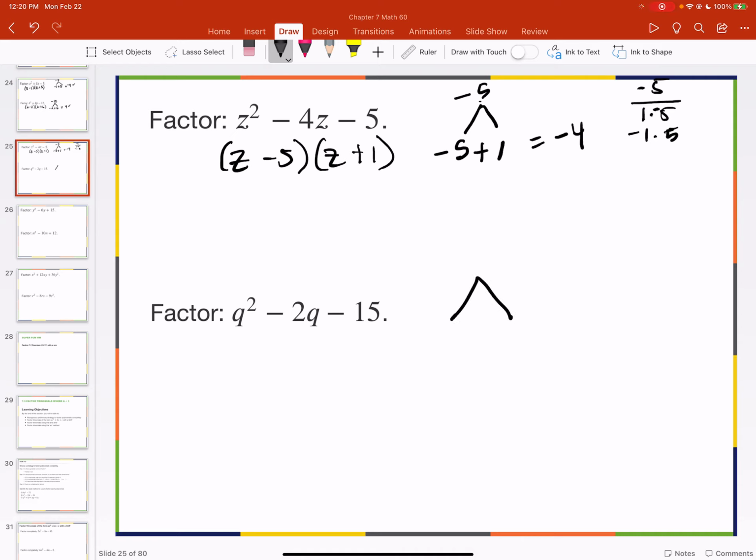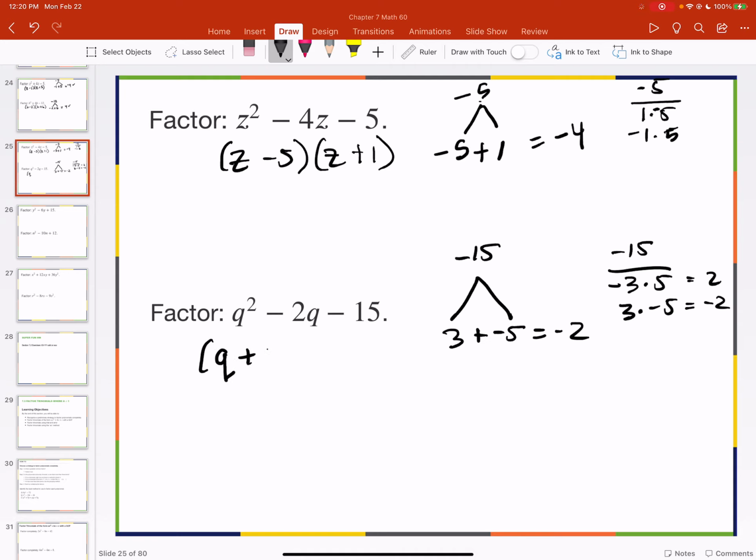So it's similar, right? So negative 15. If it helps, go ahead and do this. Here we have negative 3 times 5. If I add that, that's going to be positive 2. How about 3 times a negative 5? That's negative 2, so that's it. Okay, so this is going to be 3 times a negative 5. So then your factors will be q plus 3, q minus 5.